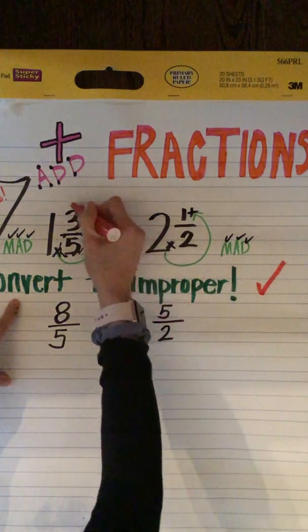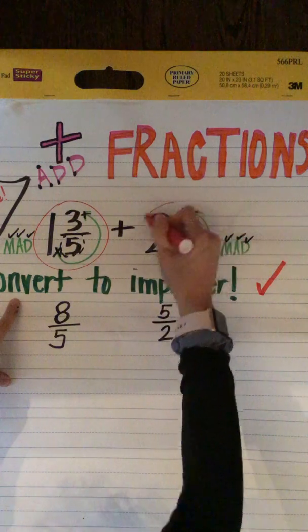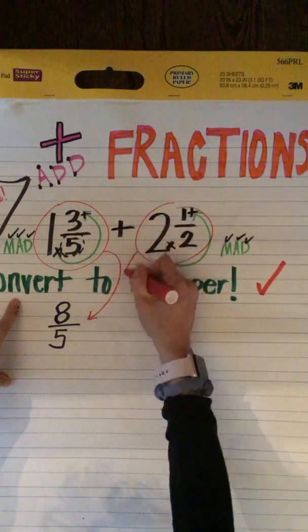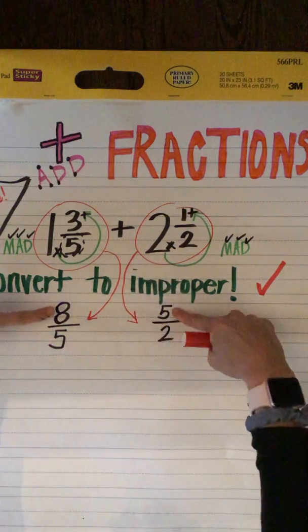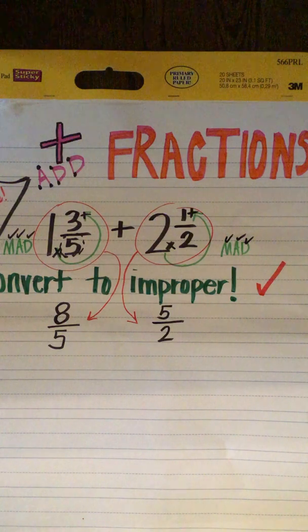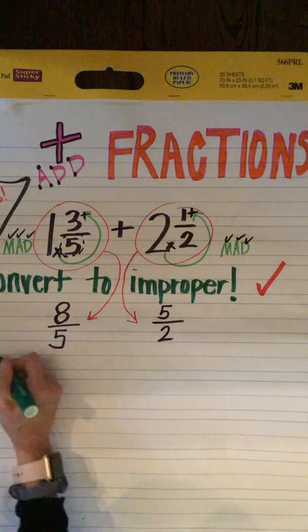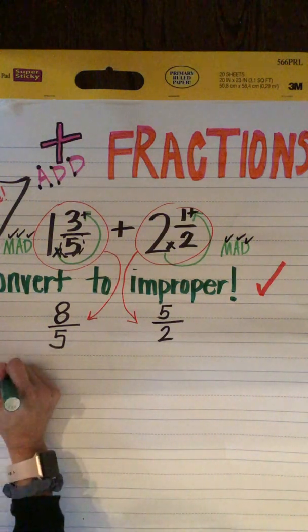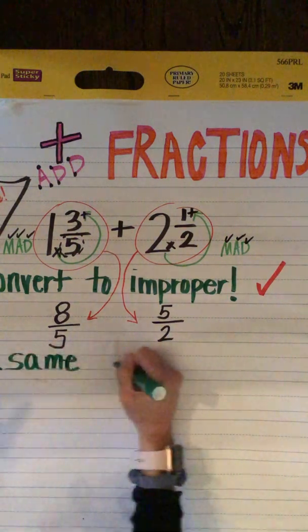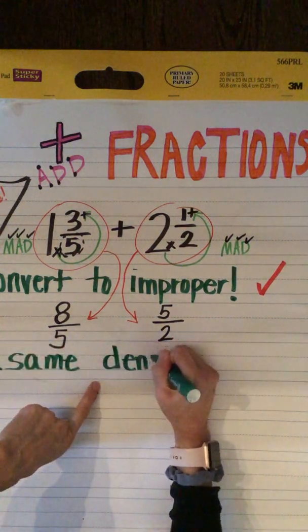Okay, we made these mixed numbers into improper fractions. When it's bigger on the top, it must be improper. Okay, our next step to add these up is to find the same denominators.